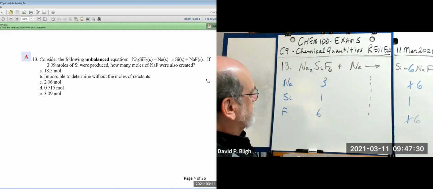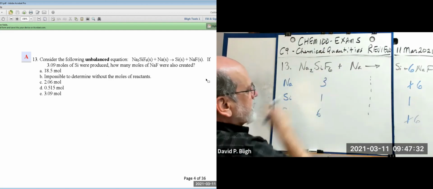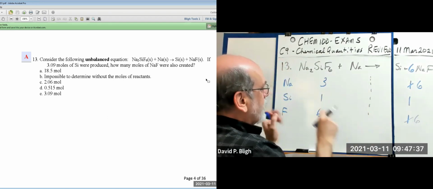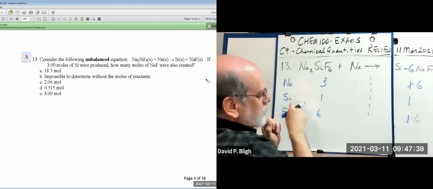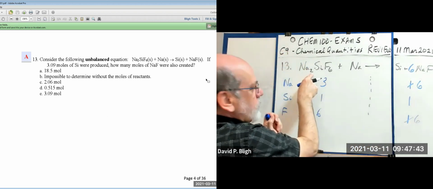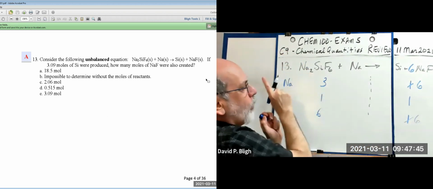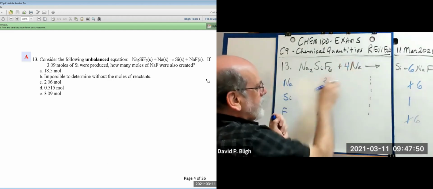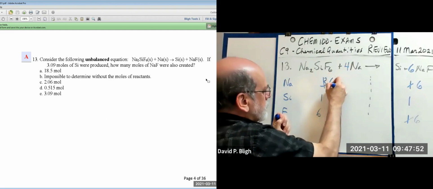How about silicon? Well, we've got 1 silicon here and 1 there, so we can leave that alone for now. And we've got 6 sodiums required. We're already 2 of them right here, so we need 4 more. So what if we put a 4 right there? That would be 4 plus 2 is 6.